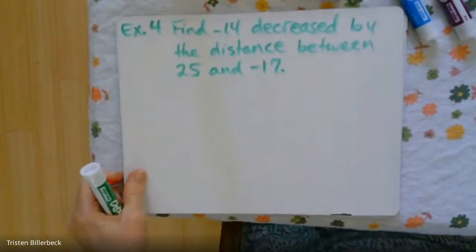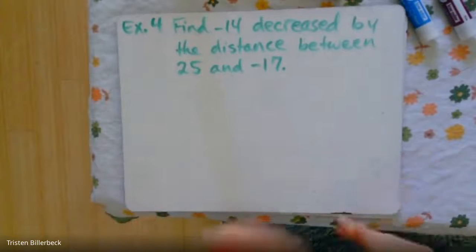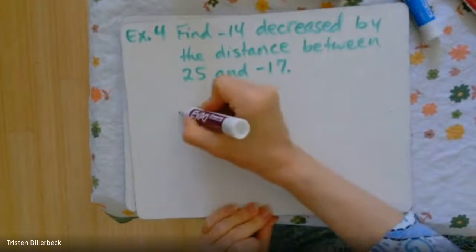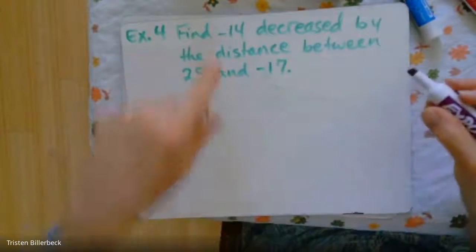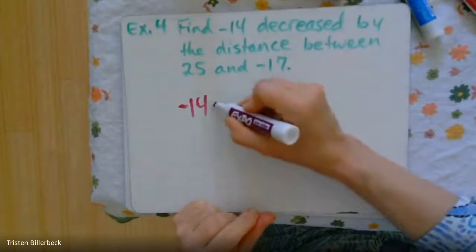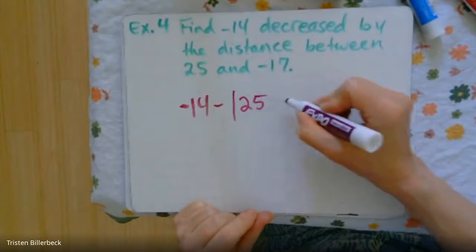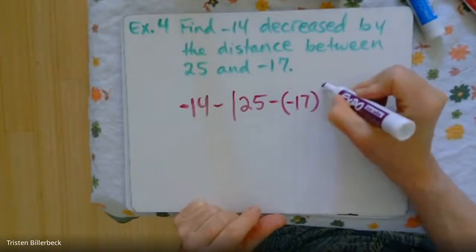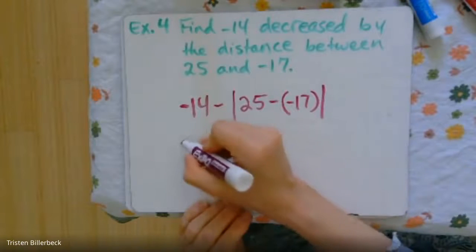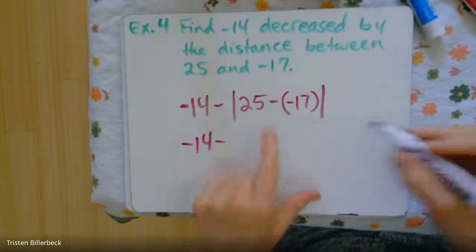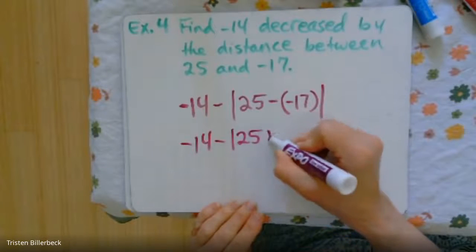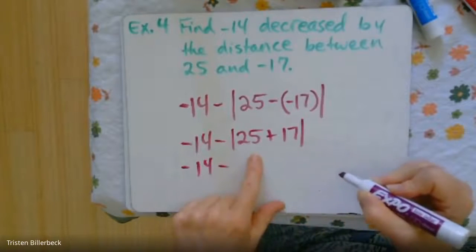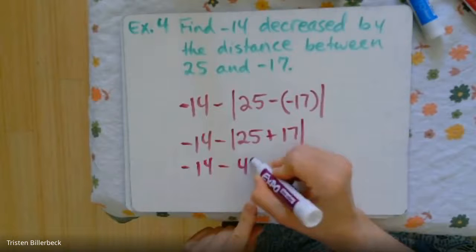All right. So let's do one last example. Find negative 14 decreased by the distance. Distance is always positive, of 25 and negative 17. So we subtract those two. Okay, so 25 minus that. So it's negative 14 minus, this becomes the absolute value of 25 plus 17. So negative 14 minus, and this one gives us 42.